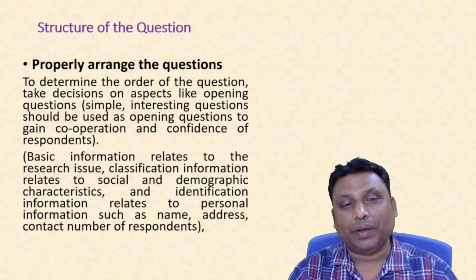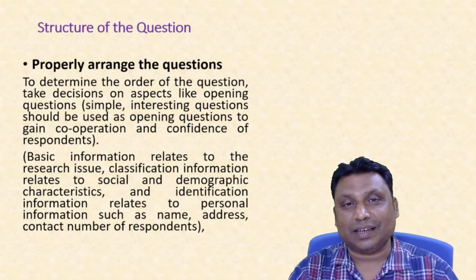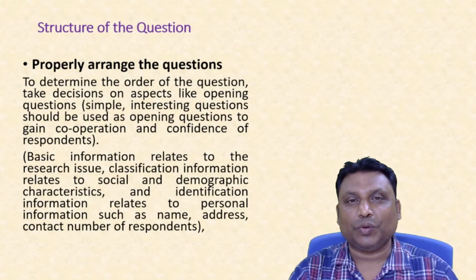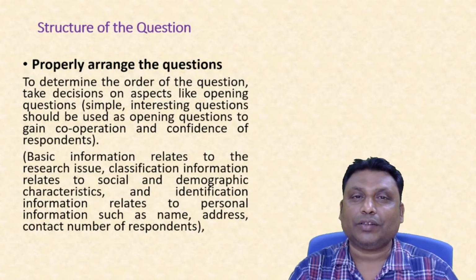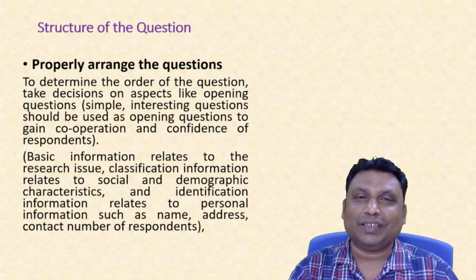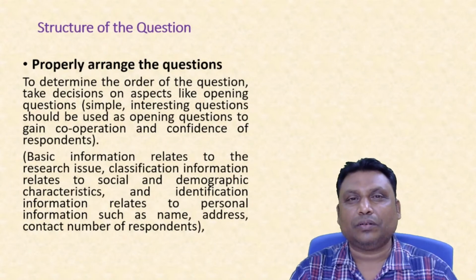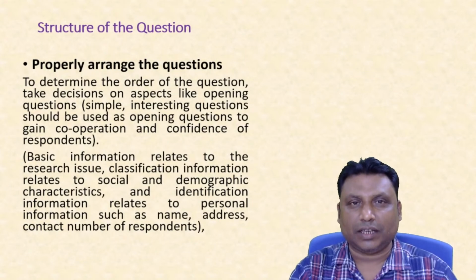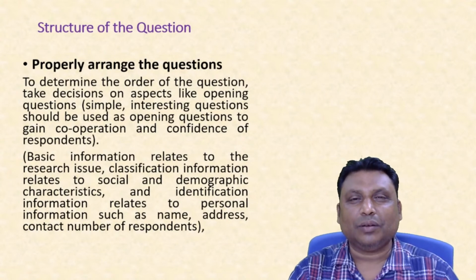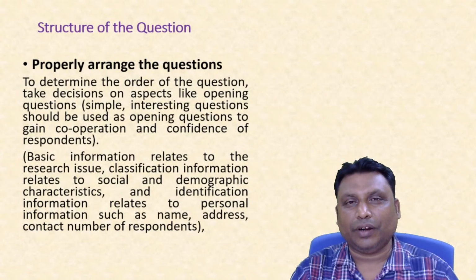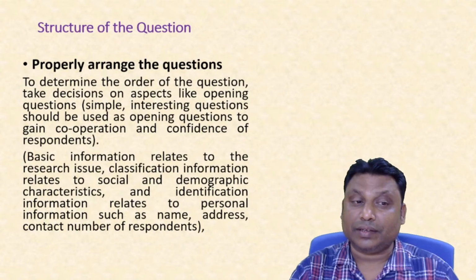So accordingly, what happened? Now you have to prepare. If your question is interesting, then what happened? A respondent will go through one by one and be able to answer all the questions. If questions are difficult, or not interesting, or difficult for the respondents, then what happened? Some questions they answer, some questions they avoid. They are not able to answer it. So that's why the question should be interesting.